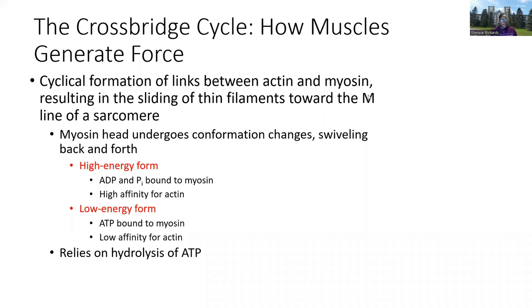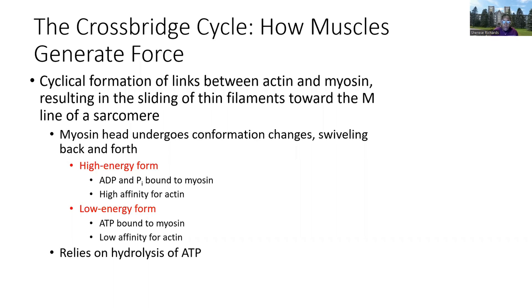All right. So I think we covered this slide, but I just want to start here again, just talking about the two forms that the myosin head can be in. It can be in the high energy form, which is where it has hydrolyzed that ATP, and now it's got an ADP and that inorganic phosphate bound. Here it has a high attraction for actin, right?